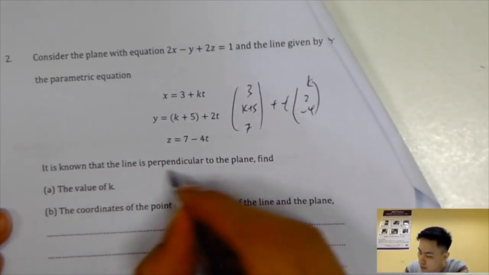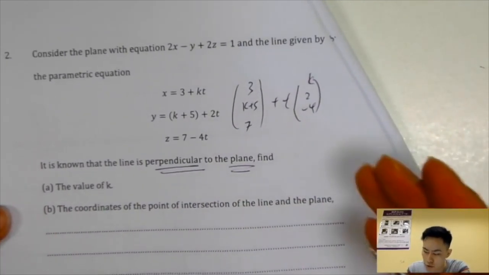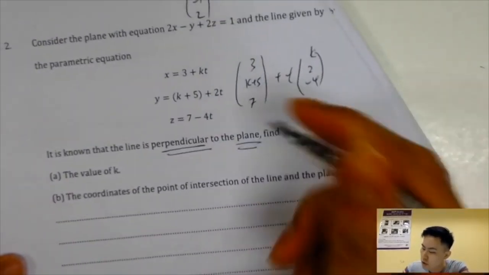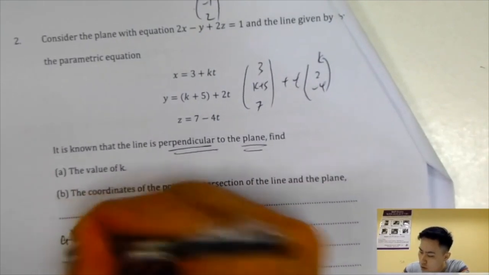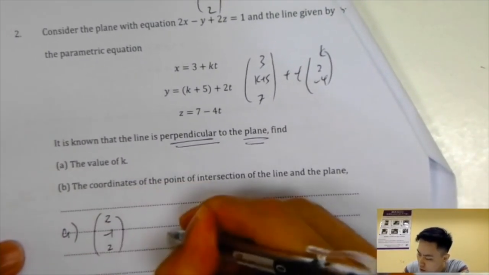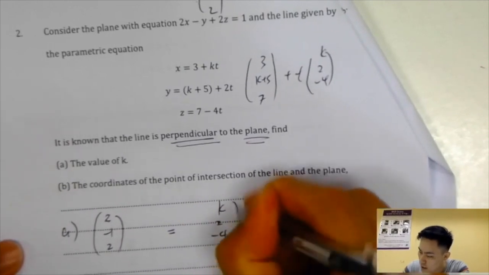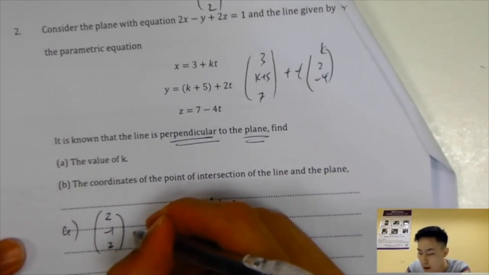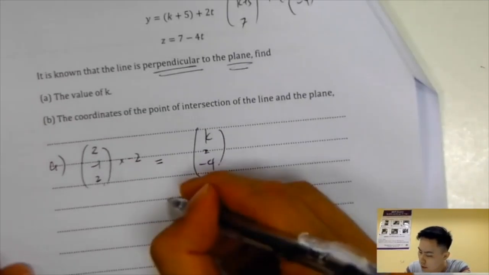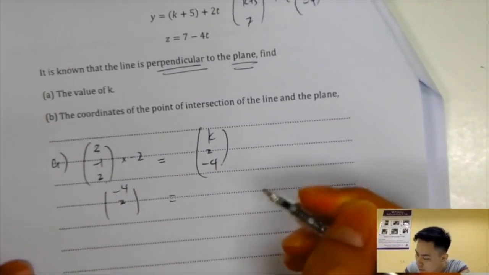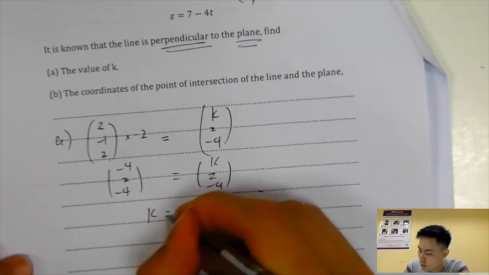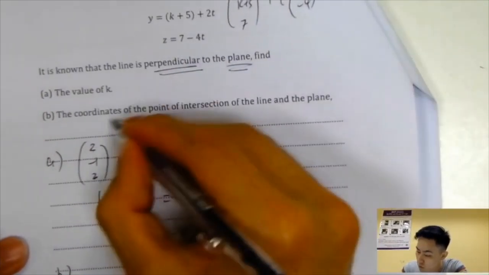So it is known that the line is perpendicular to the plane. When I say perpendicular to the plane, just look at the normal vector. The normal vector is (2, -1, 2), yeah? So you know that the direction vector must be proportional to the normal. So (2, -1, 2) must be equal to (k, 2, -k)... but here it is -4, right? So this is 2, so obviously you need to multiply by -2. That means it is equal to (-4, 2, -4). So finally, k is equal to -4. That's it.